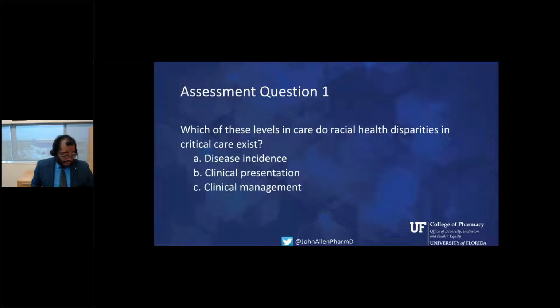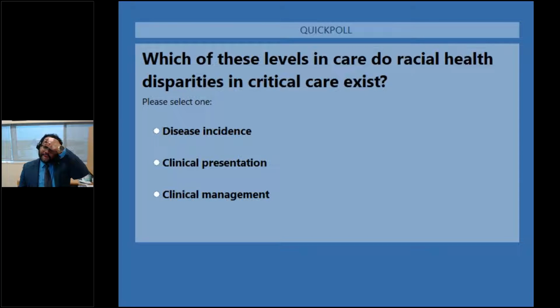Now, I tried something new here, and we said we're going to put in a few poll questions, and so let me see if I can navigate through this. I think it should be open now. So at which of these levels of care do racial health disparities exist in critical care? Do they occur in disease incidence, clinical presentation, or clinical management?